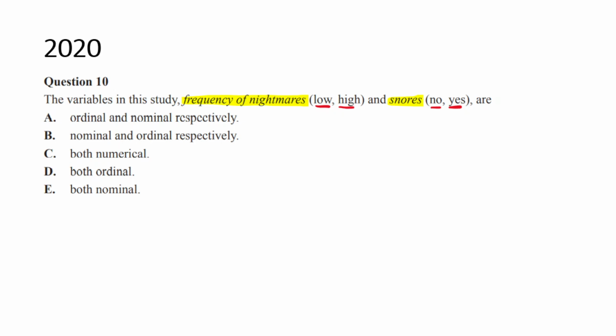Now, we can start off by looking at snores. Snores is a nominal categorical because there is no real implied order to yes and no, particularly given that they've written no first, whereas we would typically say yes first. But there is no implied order, so that is nominal. When it comes to frequency of nightmares, we've got low and high, so there is an implied order there. So we've got ordinal first and nominal second. So we're looking at option 10, ordinal and nominal respectively.